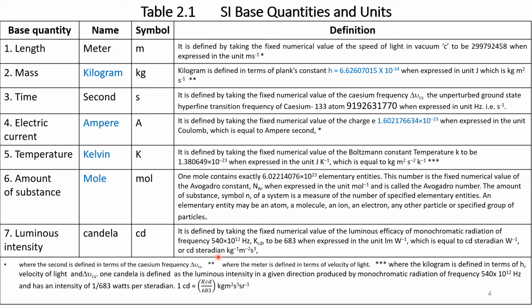second cube, s^3. Here the second is defined in terms of the cesium frequency Δν_Cs. The meter is defined in terms of the velocity of light, and the kilogram is defined in terms of Planck's constant, velocity of light, and frequency of cesium.